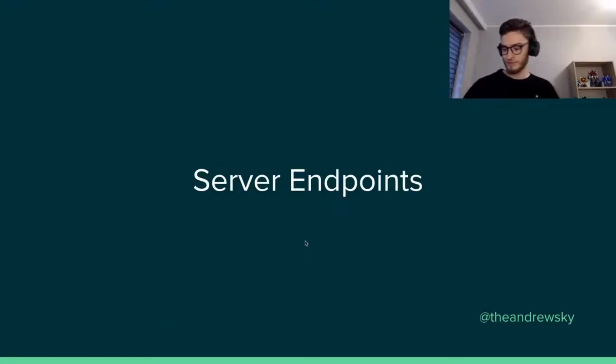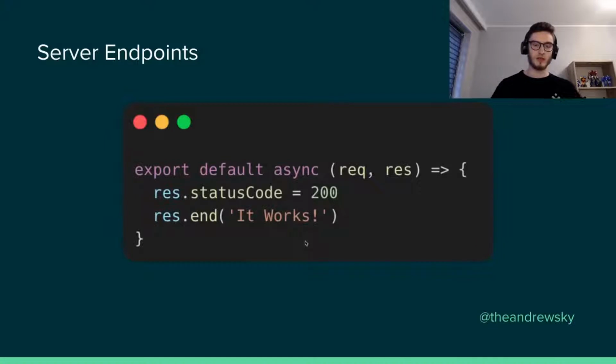Server endpoints. So server endpoints allow us to add backend logic to our Nuxt application. It works quite similar to the server middleware that we used to use in Nuxt 2. However, in this case, whenever you create a file inside this /server/API folder in your root directory, it will automatically create the endpoints out of it.